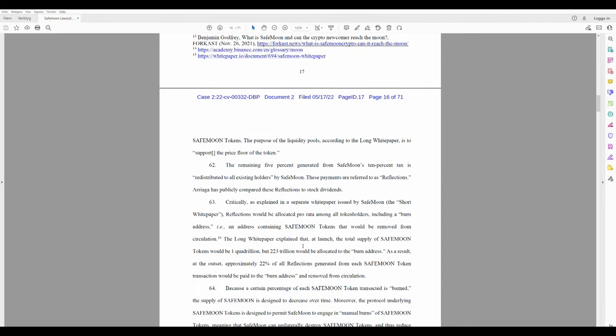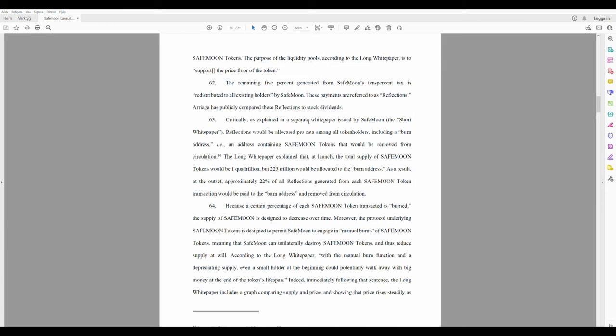The purpose of the liquidity pools, according to the long white paper, is to support the price floor of the tokens. But as everybody knows, John Karony is stealing from the liquidity pool. Yes, you heard it correctly from my voice. Stealing! The remaining 5% generated from Safemoon's 10% tax is redistributed to all existing holders by Safemoon. These payments are referred to as reflections. Karony has publicly compared these reflections to stock dividends. Okay.